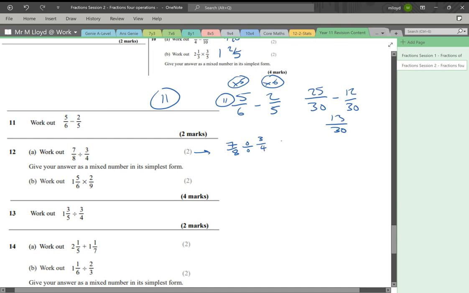Okay, 12, 7/8 divided by 3/4. That's going to be keep, change, flip. So we do 7/8 times by 4/3. Now, I have shown you this before, but you can simplify before you multiply. So these will both divide by 4, so that can become a 2 and a 1. And then you multiply across. So 7 times 1 is 7. 2 times 3 is 6, which gives me 1 and 1/6.